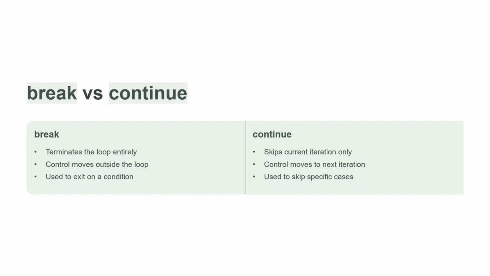So here break terminates the loop entirely, whereas continue skips the current iteration and moves on. When coming to break, the control moves outside the loop, whereas in continue, the control moves to the next iteration. Break is used to exit on a condition. Continue is used to skip specific cases. For example, as we have earlier said, skip 5. So that specific condition will be skipped.